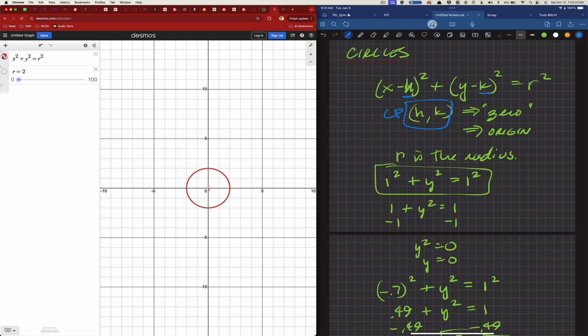This h and that k. Note that the minus sign is part of the equation, not part of the numbers. Okay? H is the number when I write x minus some number. K is the number when I write y minus some number.